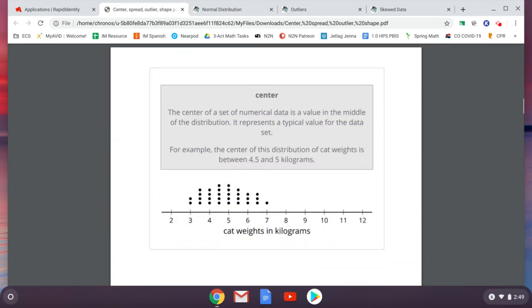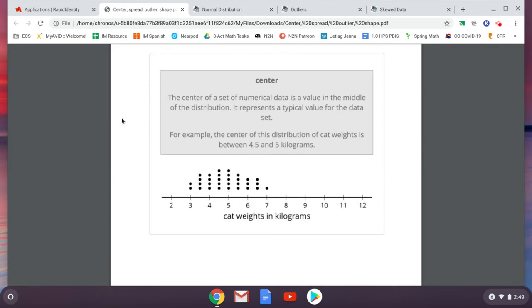So this is the point where you may want to pause the video and go ahead and take some notes or add this definition to your glossary. The center of a set of numerical data is a value in the middle of the distribution. It represents a typical value for the data set. And we have an example there for you as well.